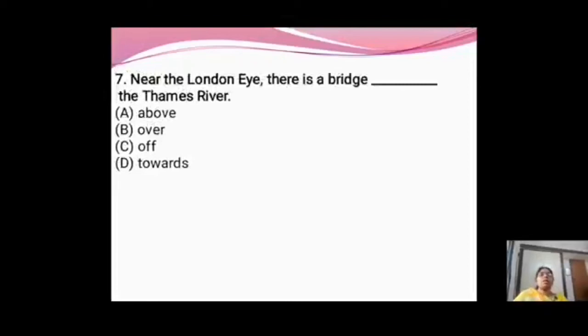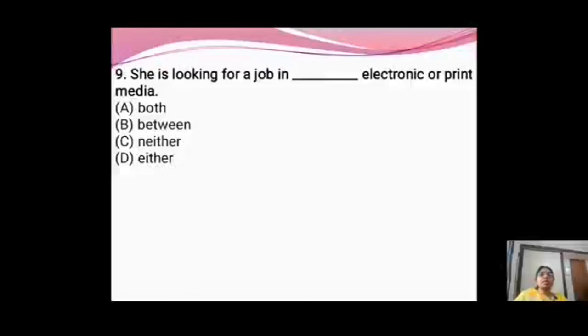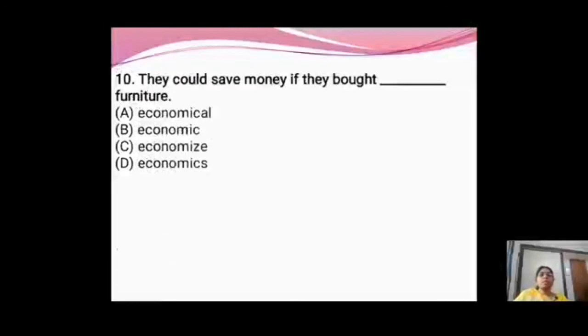Super. Near the London Eye, there is a bridge dash the Thames River. What is it? Fantastic. Over for a job in either electronic or print media. Now the last one, they could save money if they bought dash furniture, economical furniture.